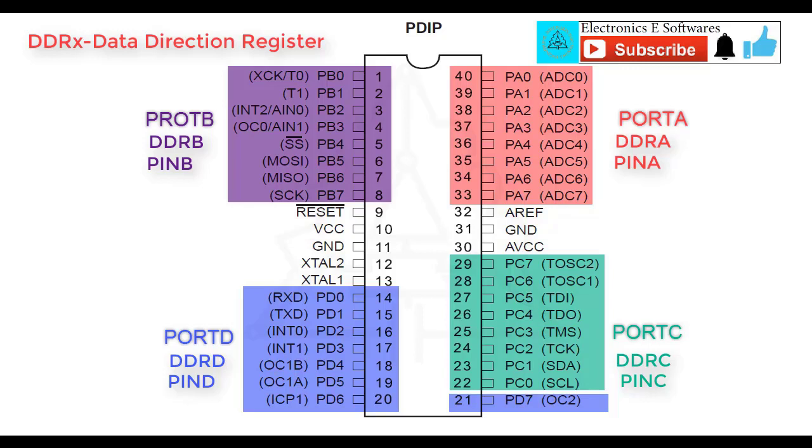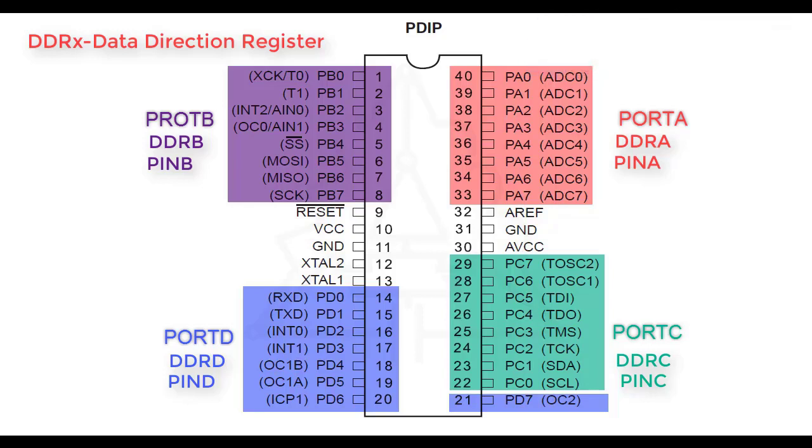The DDRX selects the direction of the pin. If DDXN is written logic 1, PXN is configured as an output pin. If DDXN is written logic 0, PXN is configured as an input pin. The PINX specifies the logical level of the pins, all the time.